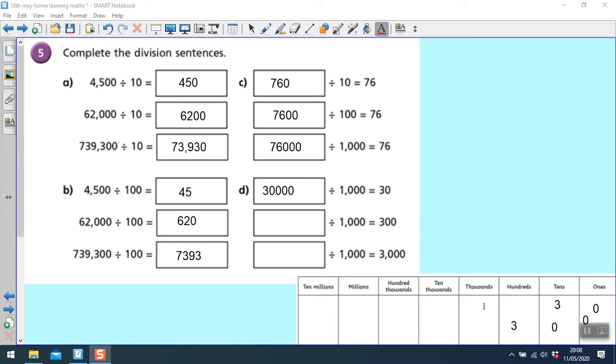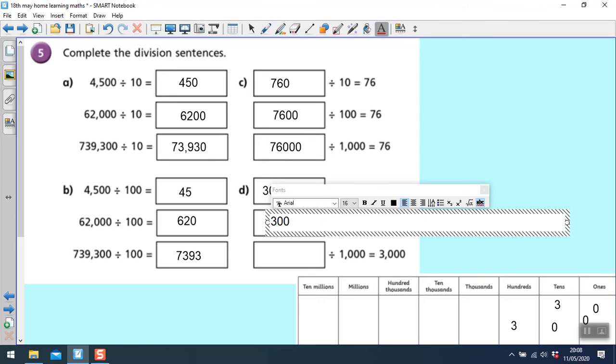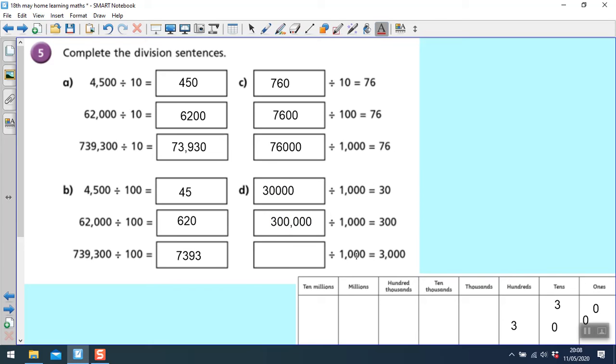I've got to move it 3 places to the right. 1, 2, 3. It's going to be 300,000. And 3,000 times 1,000. So I start here with my 3.